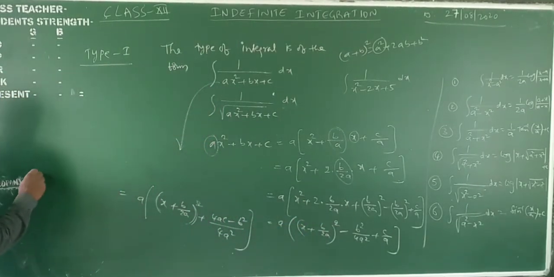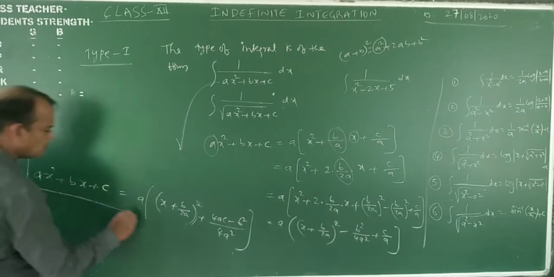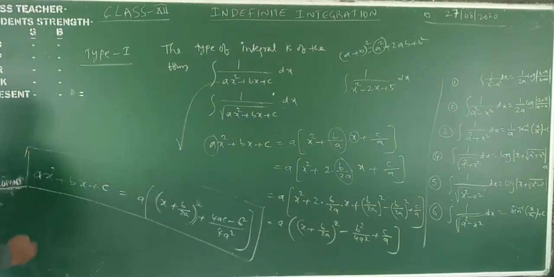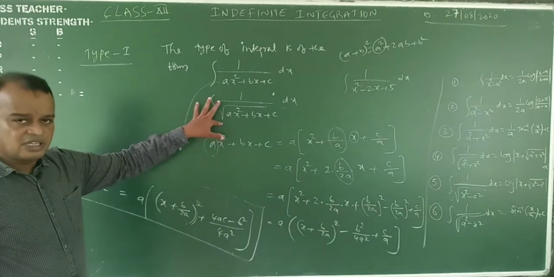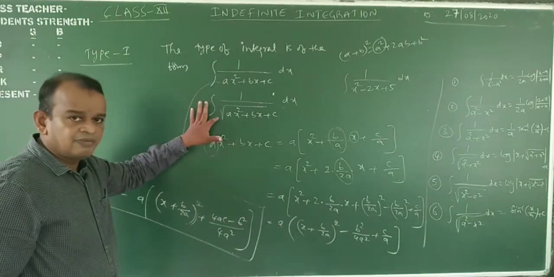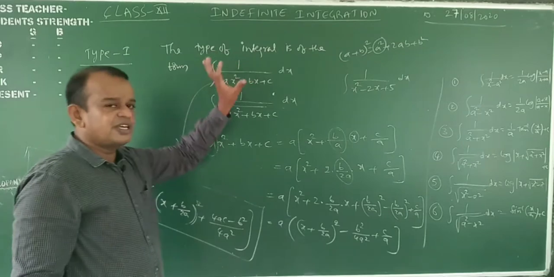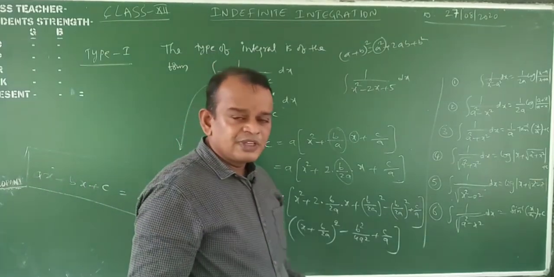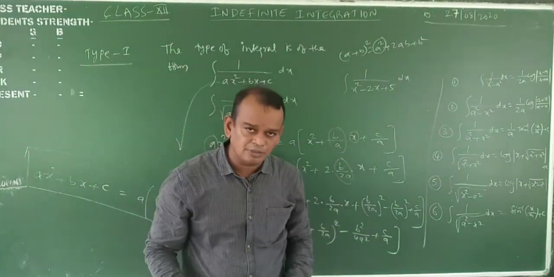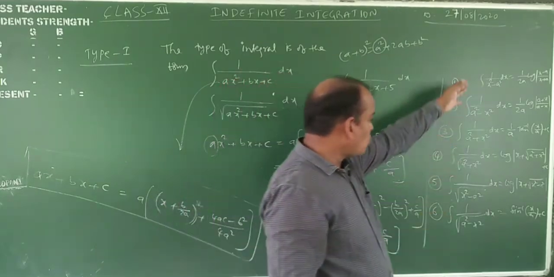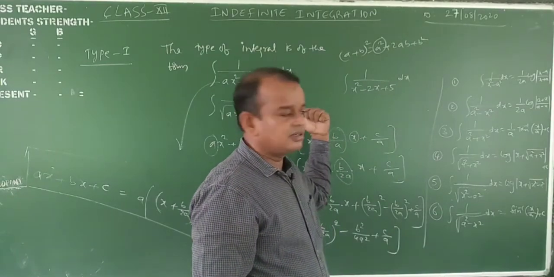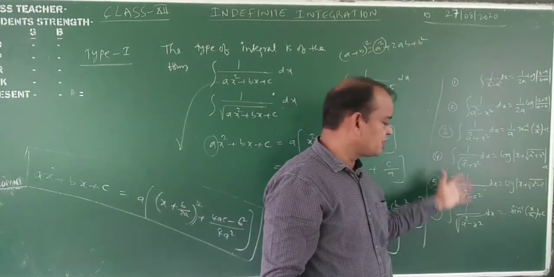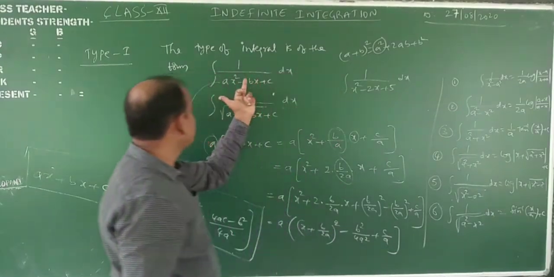What is this? ax square plus bx plus c. How to write it? This way, this is our general formula, we will remember this one. Whenever this type of question is asked in the examination, first ax square plus bx plus c will be converted into the sum or difference of the perfect squares of the two numbers. After that, compulsorily one of these formulas will give the answer, 100% any one out of the 6 formulas.